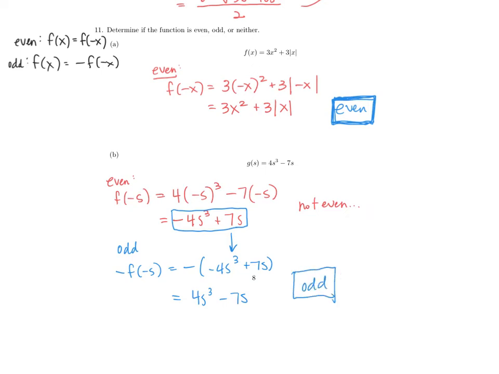Okay. So part A is even, part B is odd. And that's how you show it.